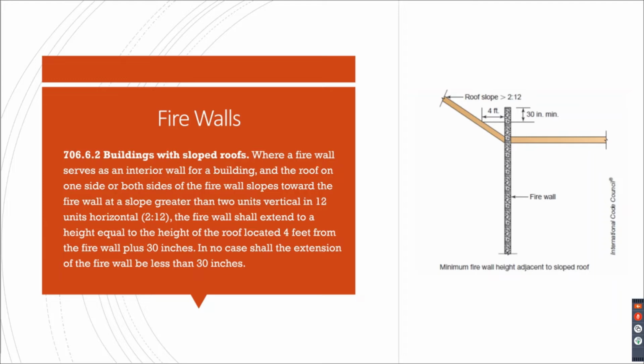And then again, if you have sloped roofs, it led you to 706.6.2. You've got a sloped roof, go to this section and look at the specifics for how the firewall is to terminate when you have sloped roof conditions.